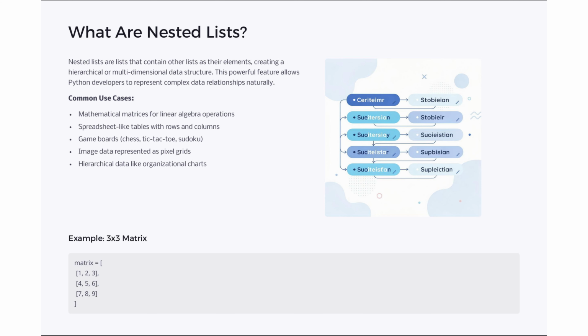Nested lists are hierarchical structures where lists contain other lists, enabling complex data representation. They're used in mathematical matrices, spreadsheets, game boards, and image data. For example, a 3x3 matrix can be represented as a nested list, allowing for intuitive data manipulation and access.